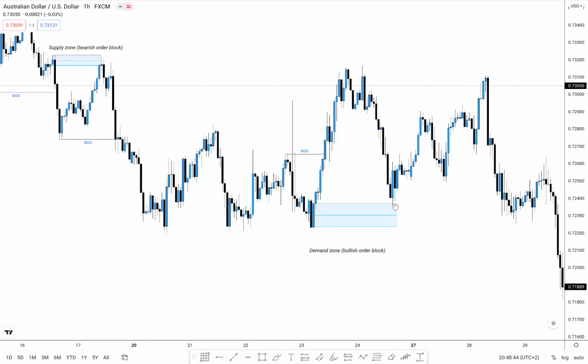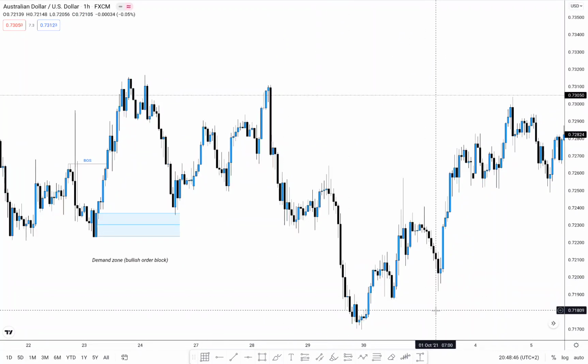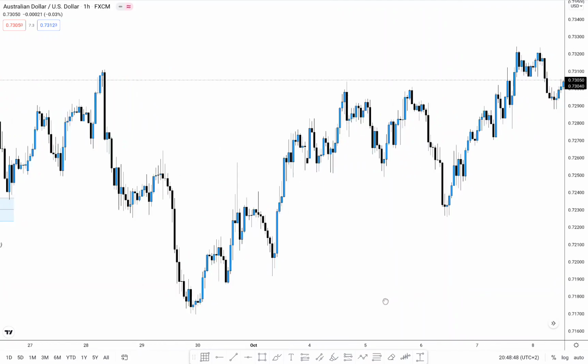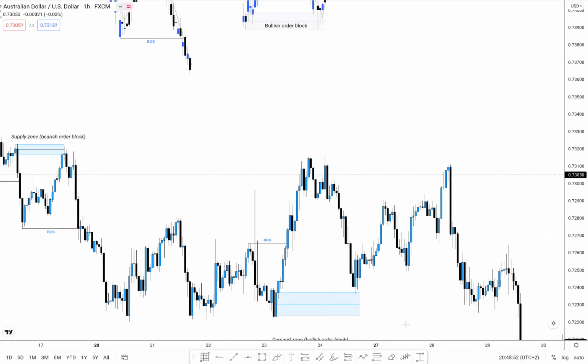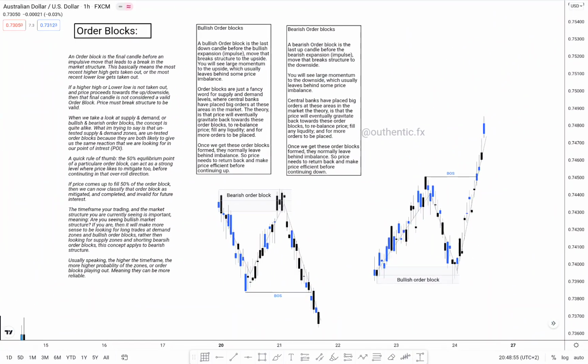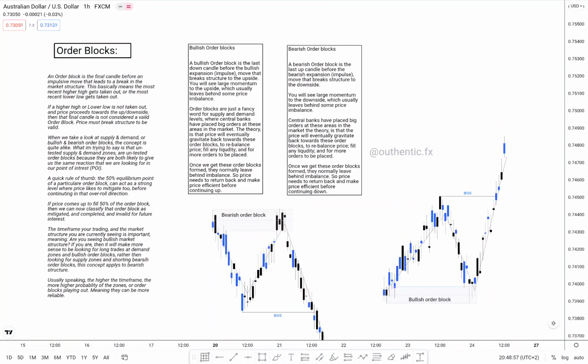All right. So when it comes to refining your order blocks, I will get into detail on that in the next video. But for now, guys, I think that's all. That is the best example that I can show you for now on the live markets.